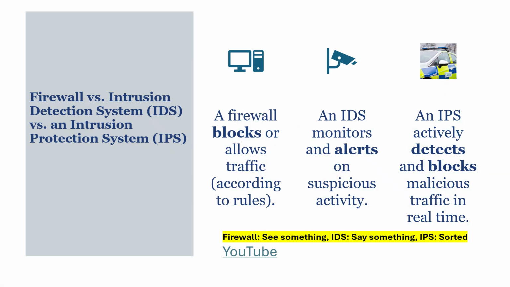Firewall versus intrusion detection system versus intrusion prevention system. A firewall blocks or allows traffic. An IDS monitors and alerts on suspicious activity. An IPS actively detects and blocks malicious traffic in real time.